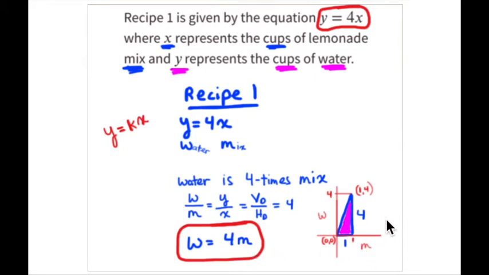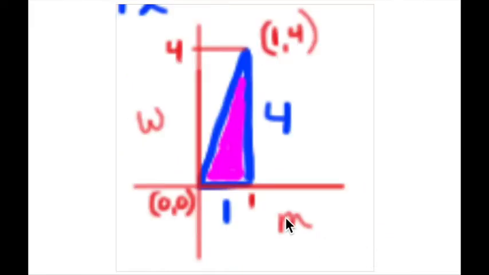And if you put this into one of these slope triangles on a graph, you get this. Along the horizontal direction is the cups of mix. So for 1 cup of mix, you go out 1 unit, and you're going to use 4 times that for the number of cups of water. So the number of units in the vertical direction is 4. Notice this point is at 1 on the x-axis, or the mix, and 4 on the y-axis, or cups of water.